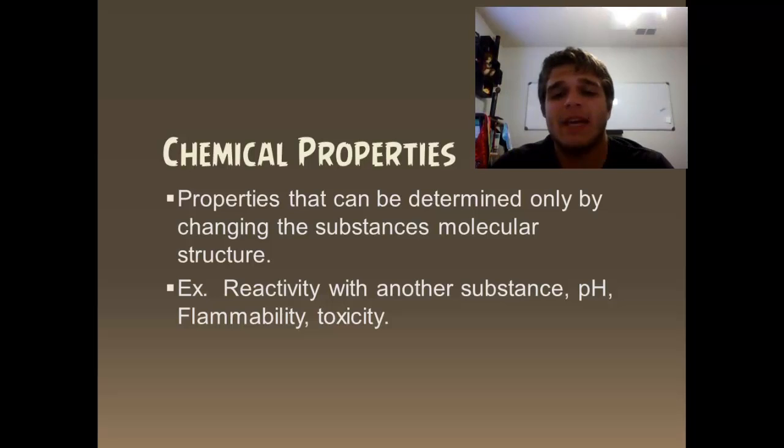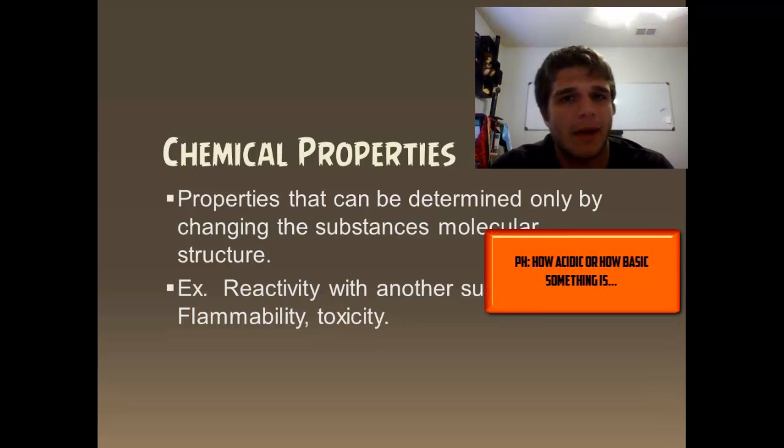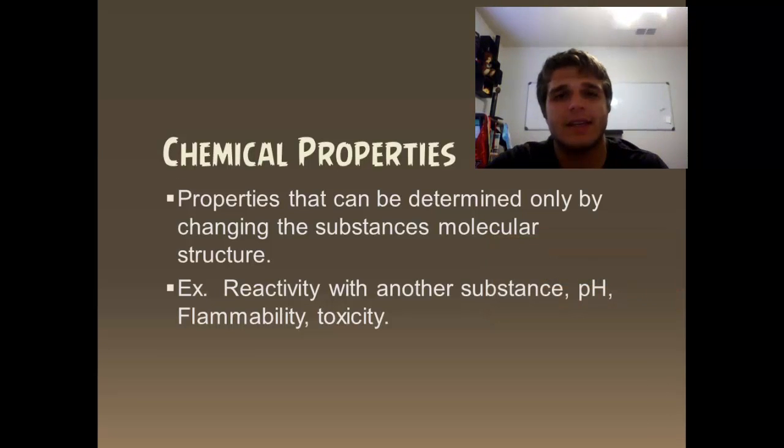Then we also have pH. pH is how acidic or how basic something is, okay? So acidic things like Coke or lemon juice fall into acidic categories, and things that are basic like milk or other things like that, that's an example of a chemical property.